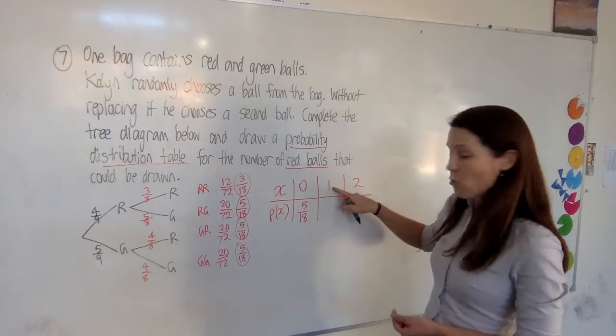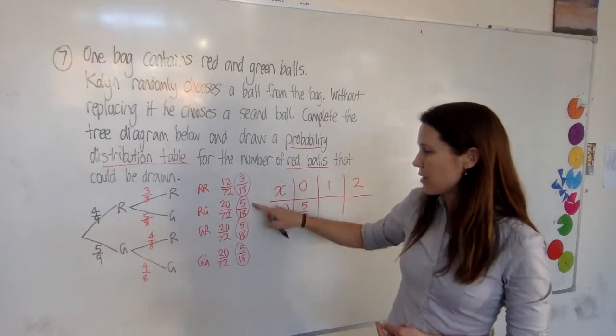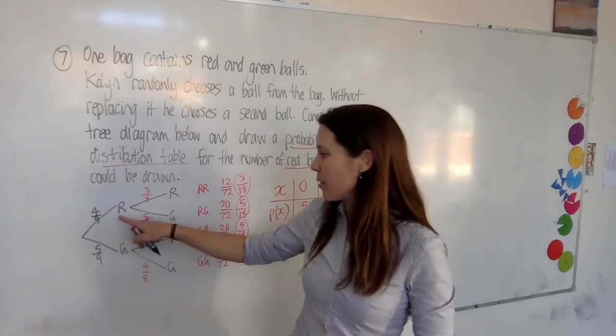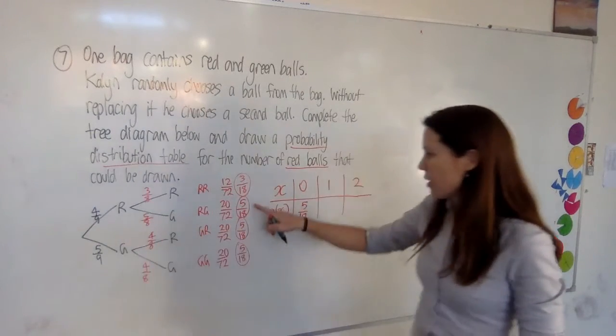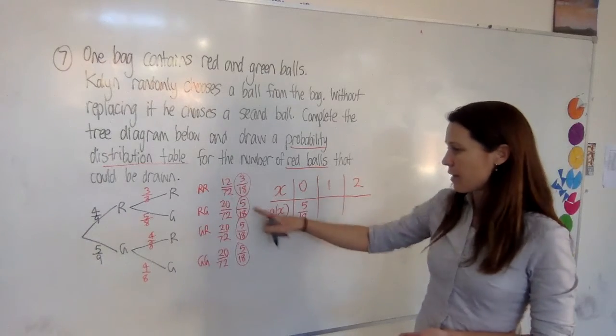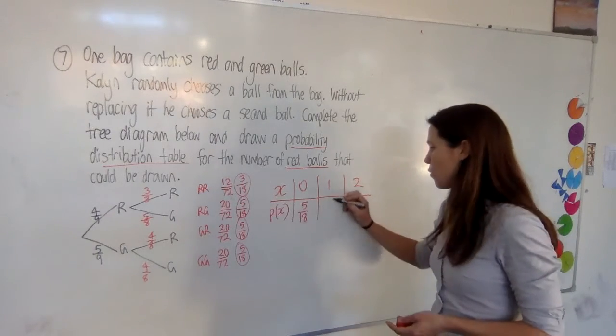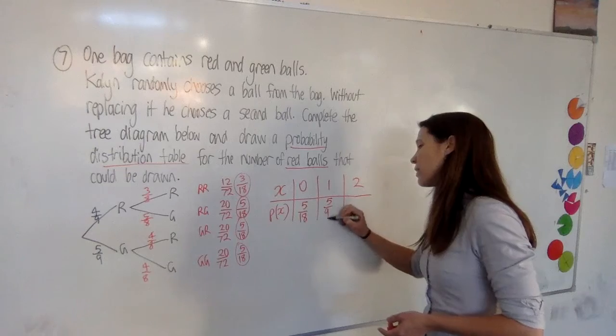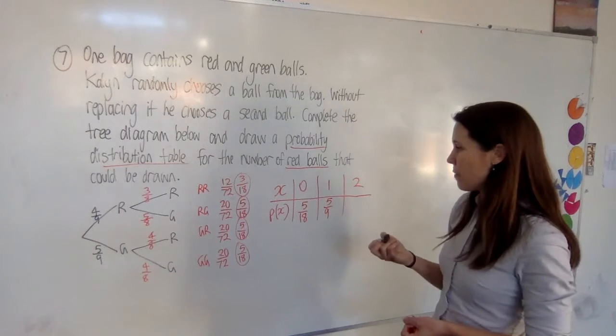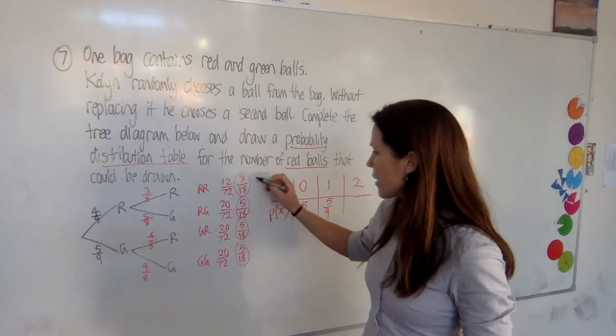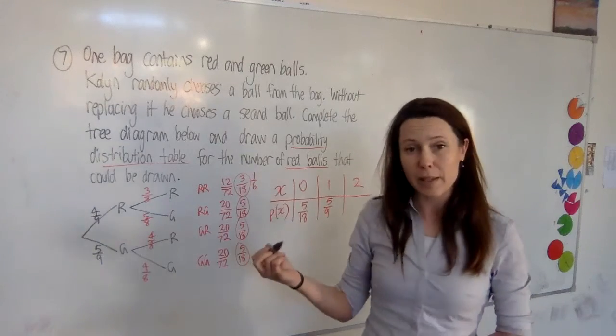The probability of getting 1 red ball, well, I'll need to add these 2 together because there's 2 ways it could happen, red green or green red. So 5/18 plus another 5/18 is 10/18 or 5/9. Kind of nice to put these down in the simplest fractions that you can. And here 3/18, I can actually make that even better and say it's 1/6.